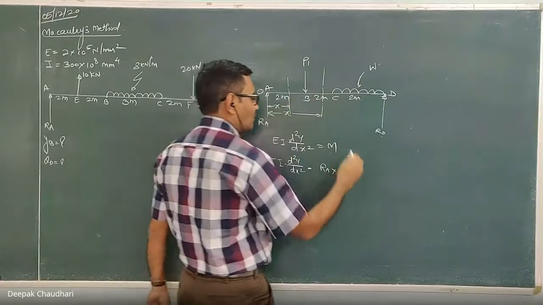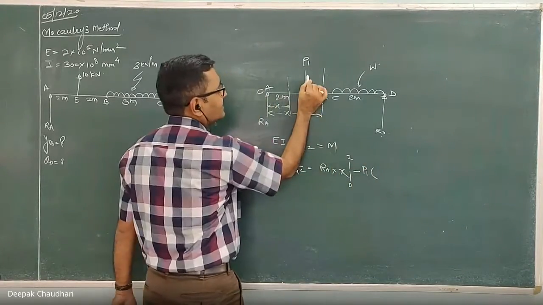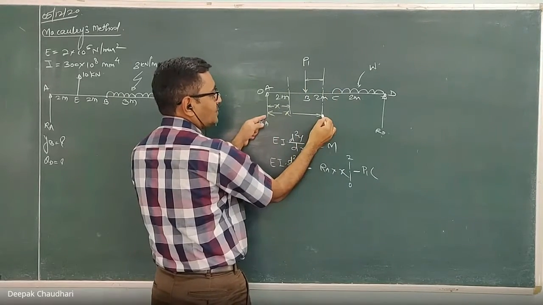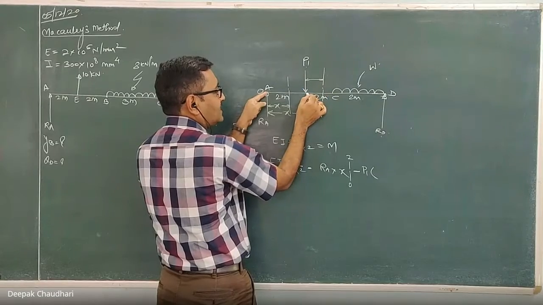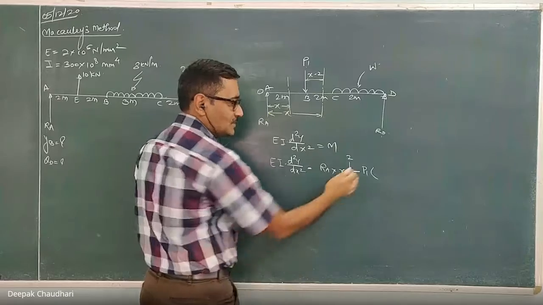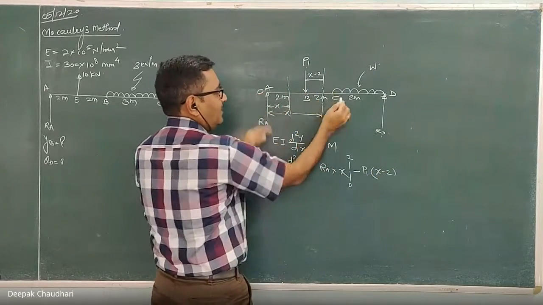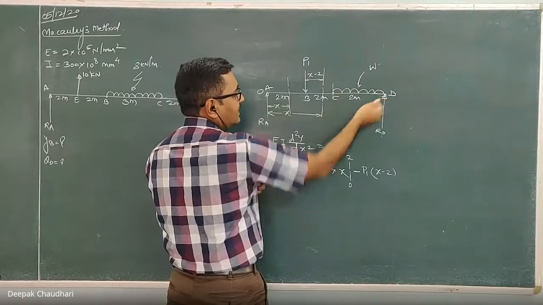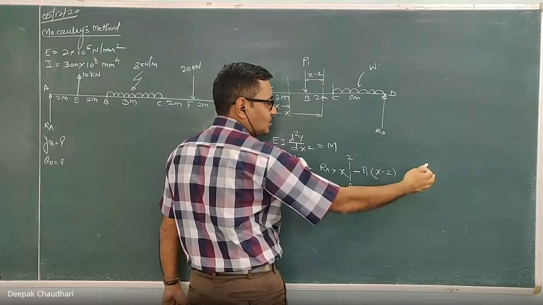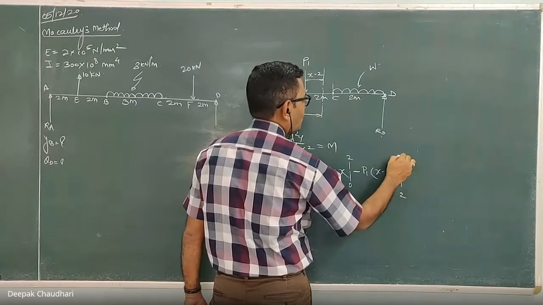P1 produces the hogging moment, so it is minus P1 into, how much is the distance of P1 from the section? If this section is at a distance of x from A and P1 is at a distance of 2 meter from A, then this distance will be x minus 2. So it is P1 into (x minus 2). This equation is valid up to C. After C, since the UDL is starting, since the loading is changing, the bending moment equation will also change. So this equation is valid from 2 to 4 meter.